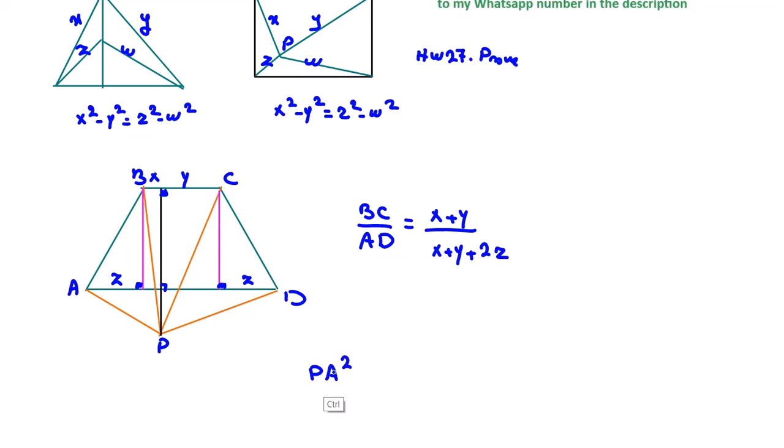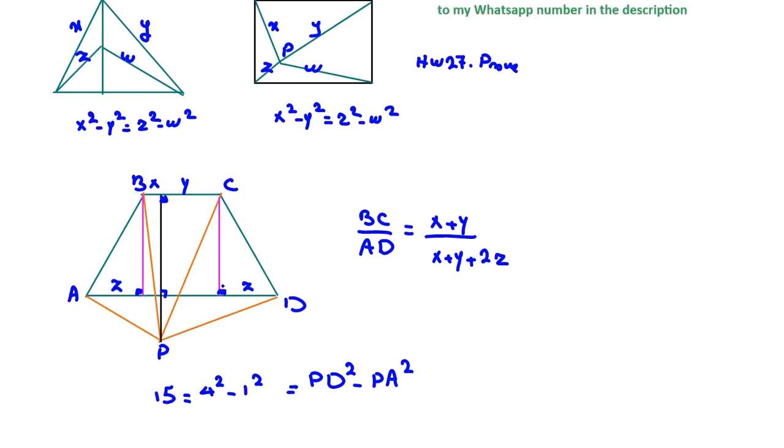Or let's say PD squared is better. That one also is okay. PD squared minus PA squared. One thing you can say, okay, 4 squared minus 1 squared, 16 minus 1, 15. Also, we can say PD by double Pythagorean theorem.